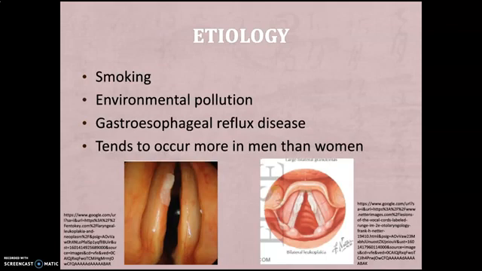Smoking, environmental pollutants, and gastroesophageal reflux have all been recognized as factors that cause these sorts of lesions to form. This tends to happen more in men versus women. These lesions may occur only on one side of the vocal folds or on both sides, but are generally asymmetric in size and location. The picture on the left here shows a unilateral lesion, whereas the picture on the right here shows a bilateral one. This picture is not very accurate though, as it shows the lesions being symmetric.